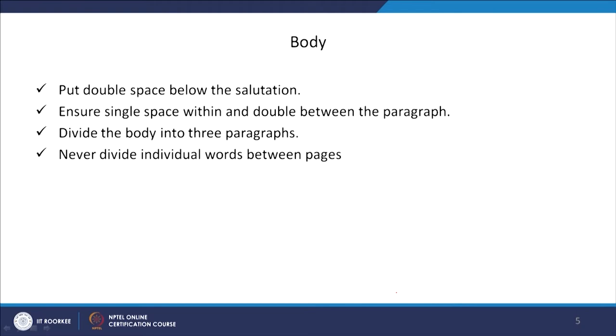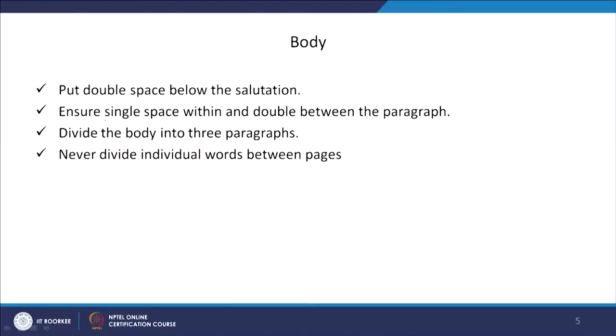The very first line or first paragraph of your body will be about the purpose of writing this letter. And naturally, depending upon the exigency of writing this letter, you will find whether your letter is going to be a longer one or a shorter one, because since you are going to explain things, naturally it will be in two or three paragraphs. So, ensure that within the paragraph, single space is maintained and between two paragraphs, double space. This is what I mean by courtesy and consideration when we are drafting professional letters. So, ensure single space within and double between the paragraphs.